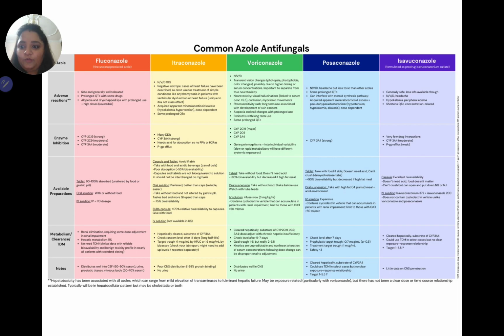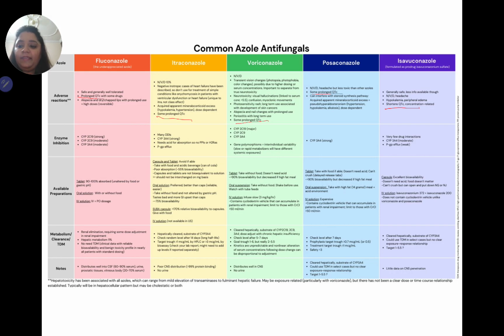So these are the various azoles: fluconazole, itraconazole, voriconazole, posaconazole, as well as isavuconazole. If you look at the adverse events, all of your azoles have one property in common, that is they prolong the QTc, except for isavuconazole, which shortens the QTc interval.